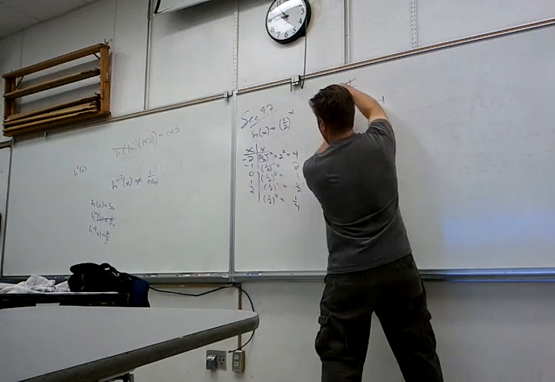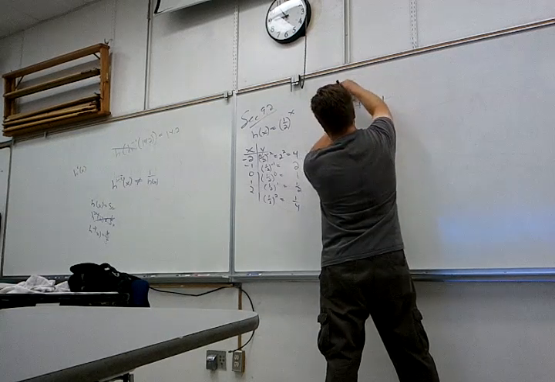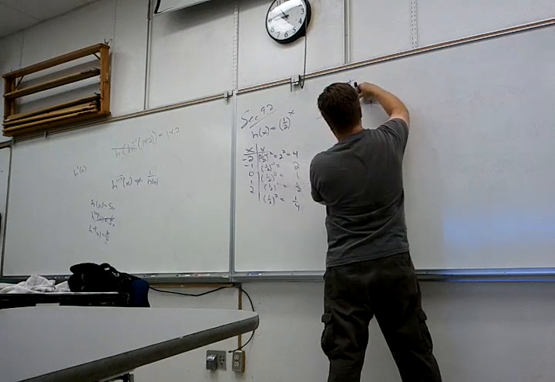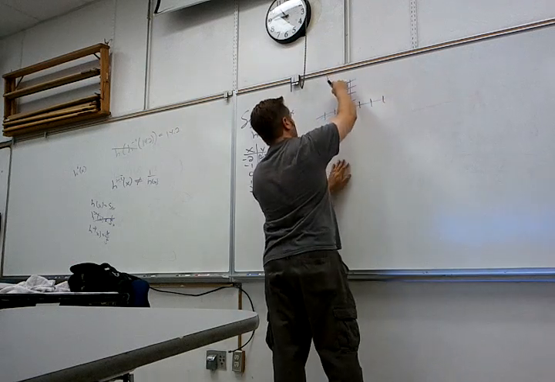So at negative 2, it was 4. At negative 1, it's 2. At 0, it's 1. At 1, it's 1/2. At 2, it's 1/4. So it looks like an exponential that's been what?